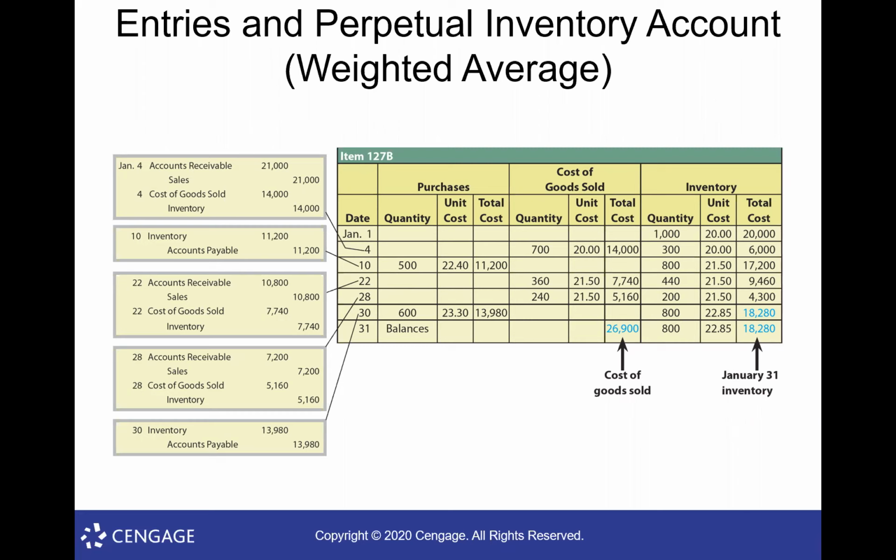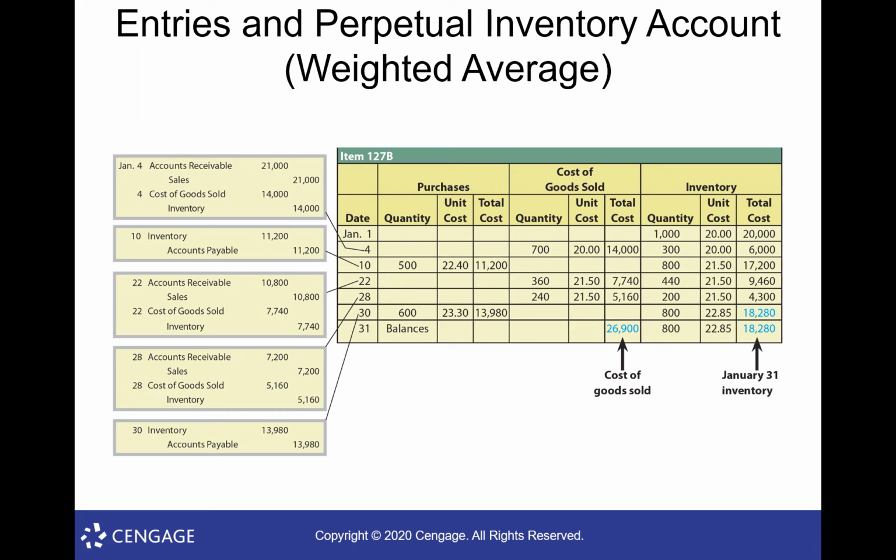So then when I make a sale, I just use this average cost. On the 22nd, I sold 360 units at an average cost of $21.50 a piece, which gives me a cost of $77.40. That leaves me with 440 with an average cost of $21.50 a piece, which means the value of those, or the cost of those, is 9,460.